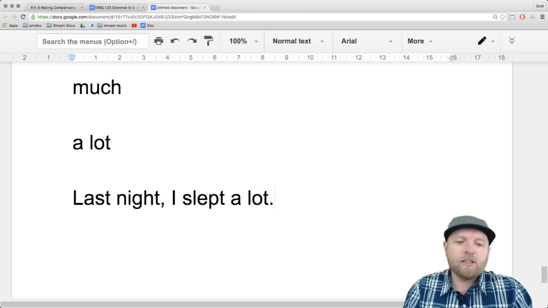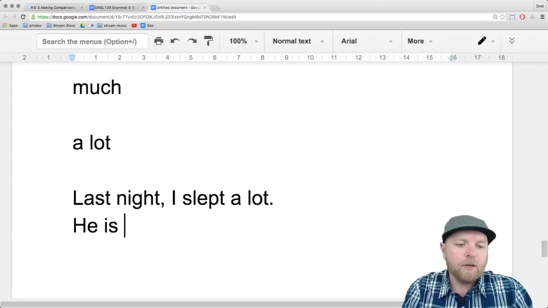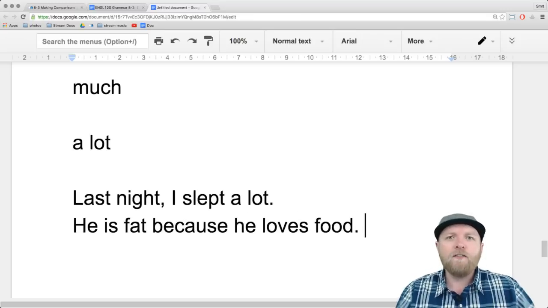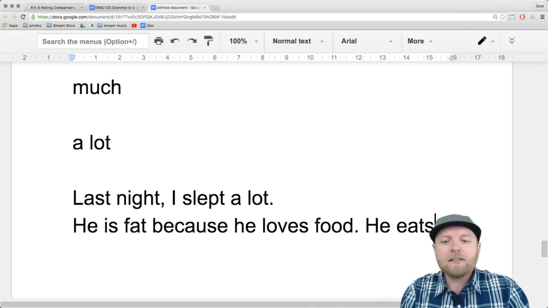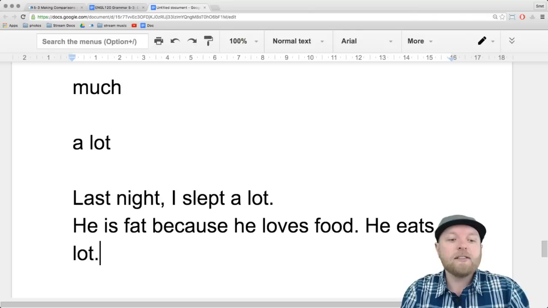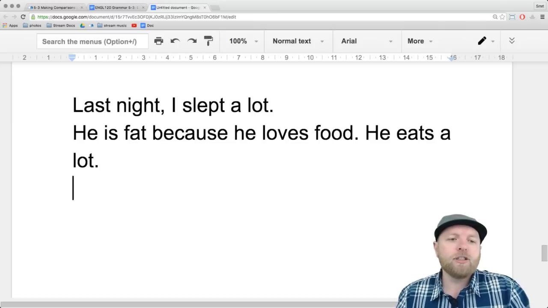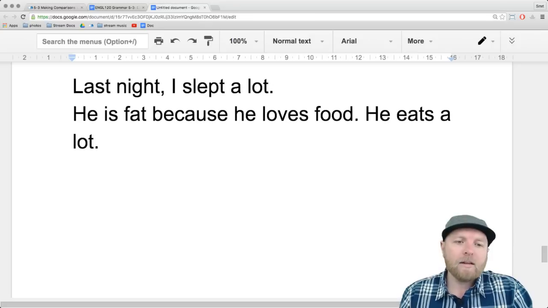So let's do another example. I'm a little fat because he loves food. I love food. Okay, I'm sorry, but I love food. He eats what? A lot. He eats a lot, right? So this is really common, just to say a lot. Don't say much here. Okay. Some students were asking me about that.